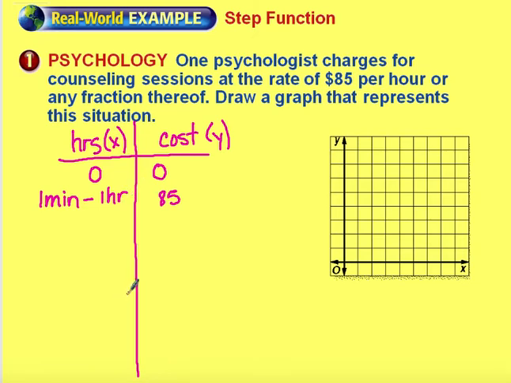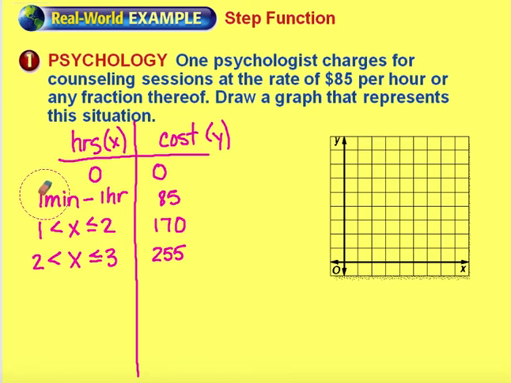As soon as we are over 1 hour, so I'm going to start writing this a little differently. As soon as we are greater than 1 hour, but less than or equal to 2 hours, we're going to be charged 85 times 2, or $170. As soon as our hours are greater than 2, but less than or equal to 3, we're going to jump to the next cost, which is going to be $255, and so forth.